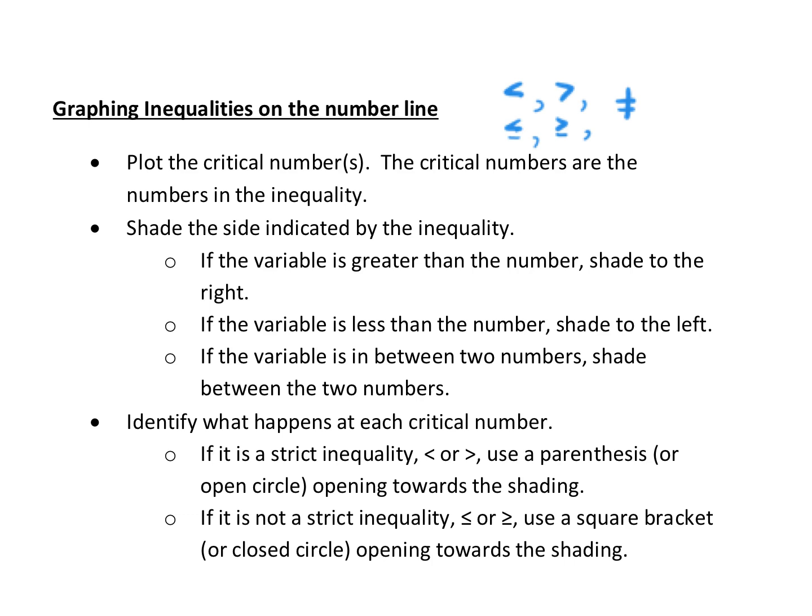In order to graph inequalities on the number line, the first thing that we want to do is plot the critical numbers. The critical numbers are the numbers that are in the inequality statement. From there, you want to shade the side indicated by the inequality. If you are talking about numbers that are less than the critical number, we go to the left. And if you are talking about numbers that are greater than the given number, then you want to shade to the right.